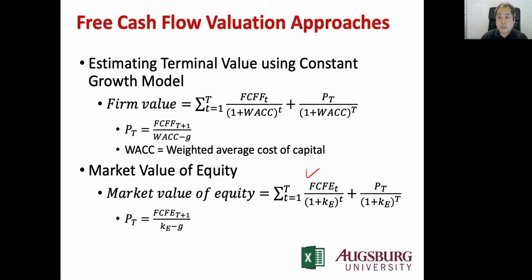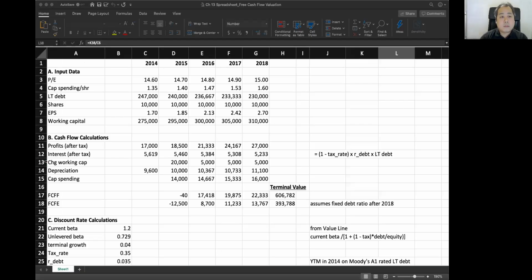DCF approach. Now we'll see one spreadsheet and see how we use it. So this is a spreadsheet you will see. So this has 2014, 15, 16, 17, 18. I believe they think the 2018 is terminal year. This is all the input data.